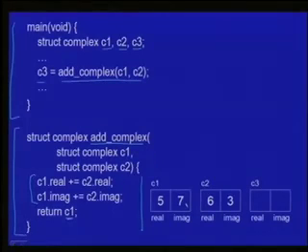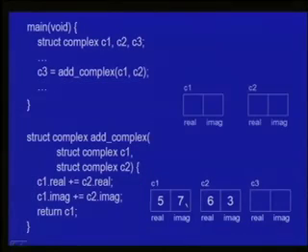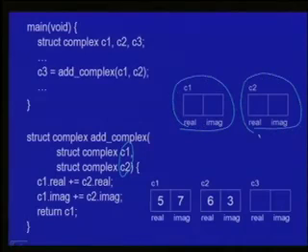So when the function is called, as you know, what happens first is that space is created for the parameters of the called function, which in this case happen to be C1 and C2. So the space for parameter C1 and parameter C2 of the function add complex has been created. Next, what is going to happen is that the values of the arguments are copied into the corresponding parameters. So the arguments are expression C1 and C2. When C1 is evaluated, it evaluates to the entire structure 5 and 7, and similarly when C2 is evaluated, it evaluates to the structure containing 6 and 3.